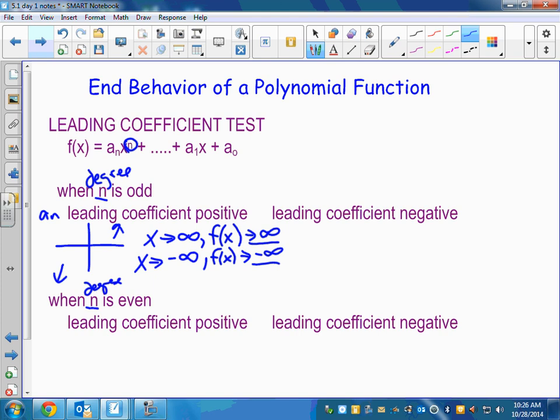If your leading coefficient is negative, then they switch. So I've always remembered this. If it's odd, positive goes up, negative goes down. That makes sense to me. But if the leading coefficient is negative, then it flips over. So again, if we draw a picture here, that now means the negative side is going to go up and the positive side is going to go down.